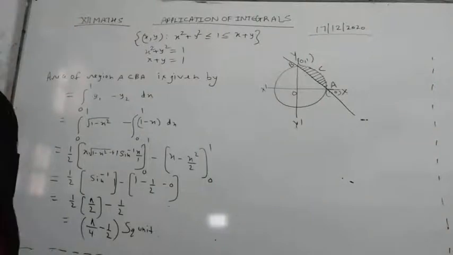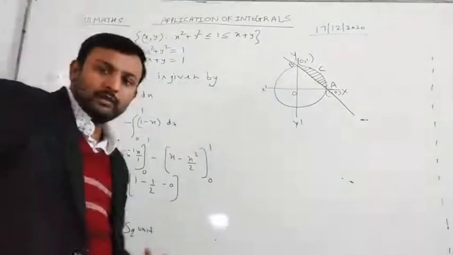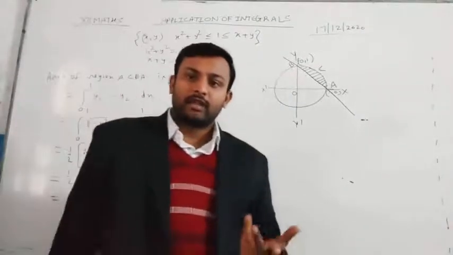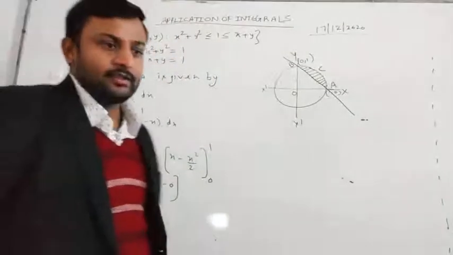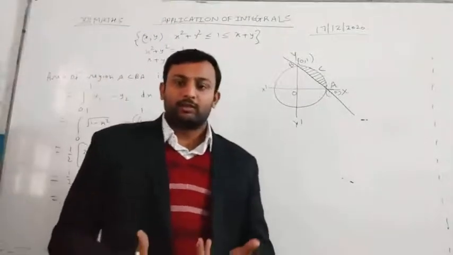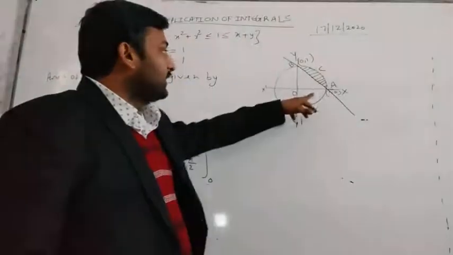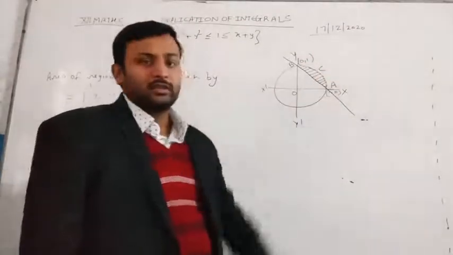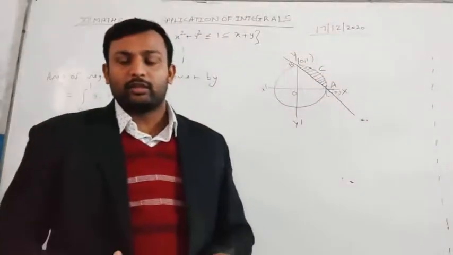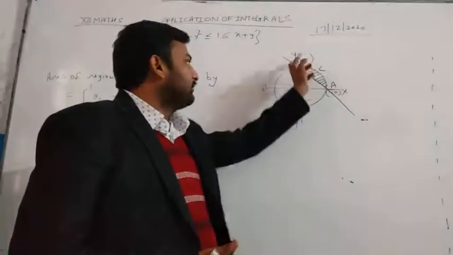I hope you understand, students. Let's see. First, we will make the diagram of both curves. After this, we will find the common region between these two curves. So we see that A, C, B, A is the common region. So we have to find the area of the common region A, C, B, A.